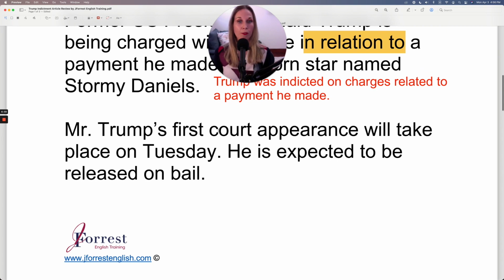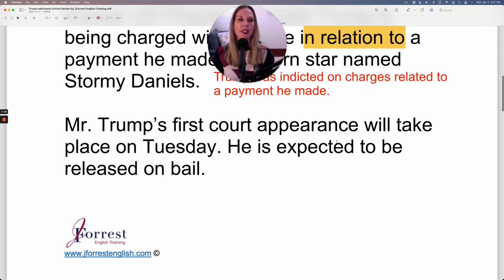Mr. Trump's first court appearance will take place on Tuesday. So a court appearance, this is from the word to appear, of course. So that's when Trump must appear in court. He's expected to be released on bail. So again, bail, this is another legal term. Bail is when you pay money in order to make sure you actually attend the court proceedings.